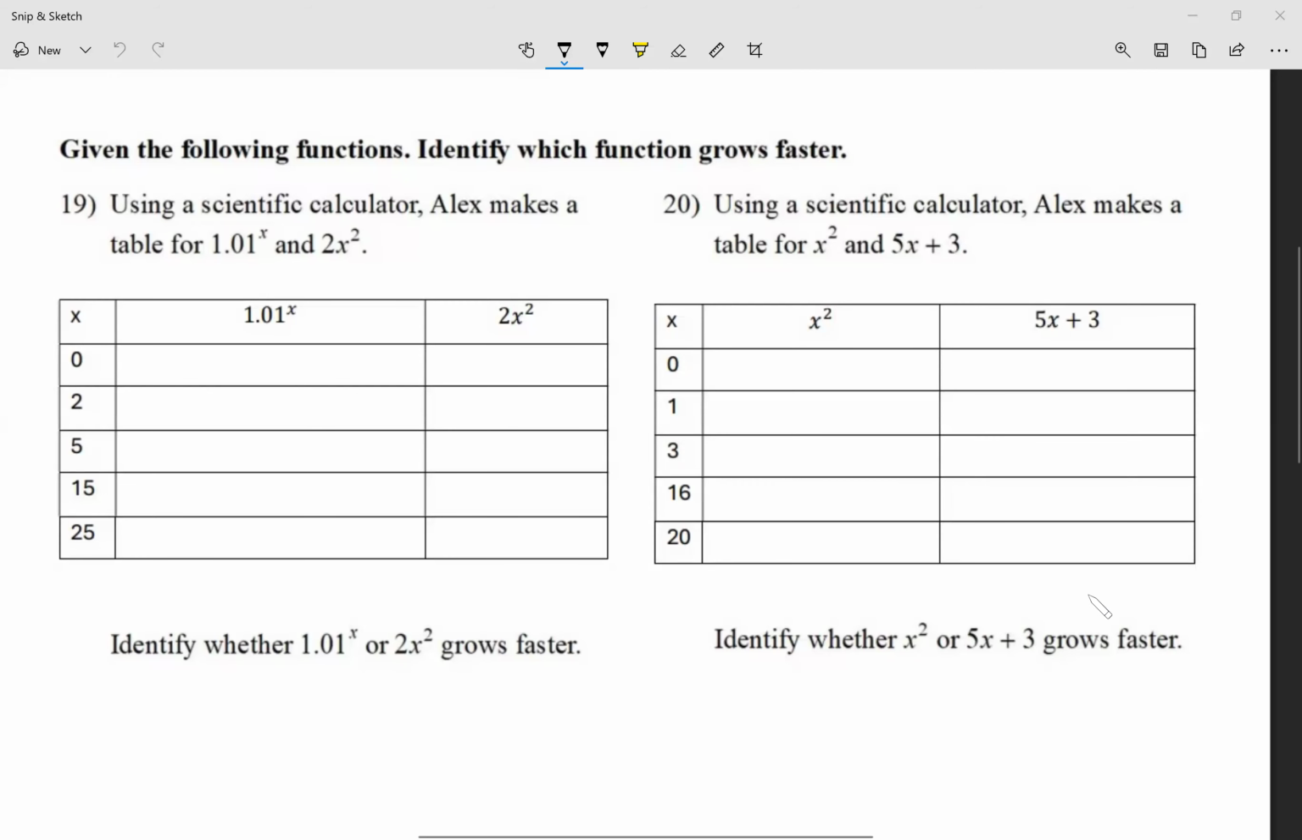So we're going to be looking at the end behavior of functions. So end behavior, basically what number does it reach, or what happens to the graph towards the very, very end. We're going to use a calculator. I'm going to be using a calculator.